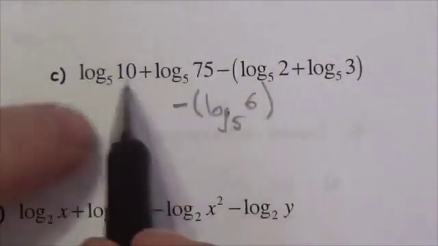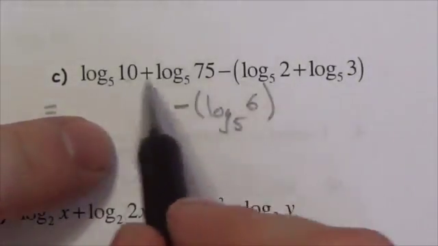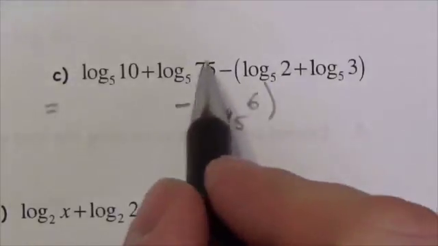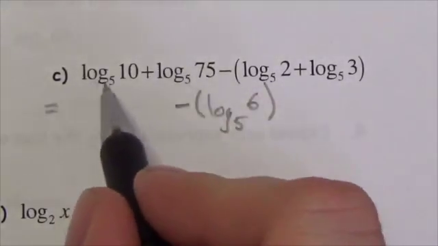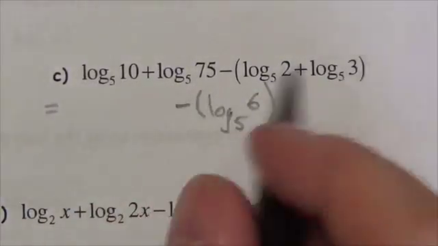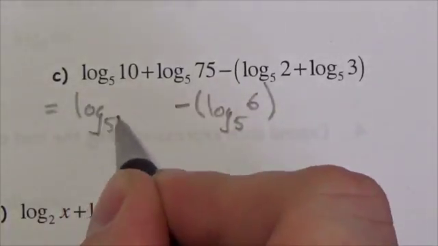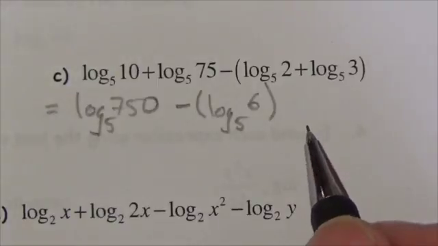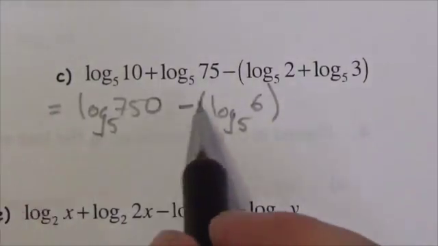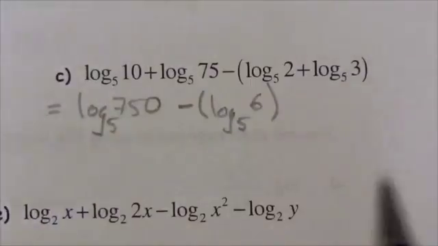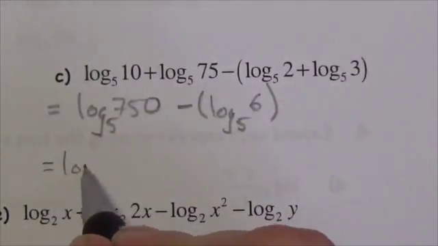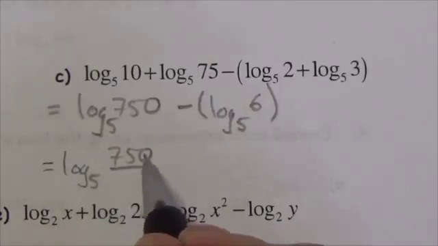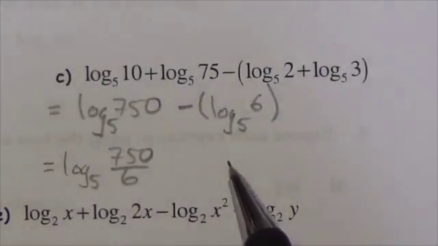We're subtracting that. Now out here though, granted, maybe it looks like I'm doing this in order, left to right, first, but I can do this at the same time. Log base 5 of 10 plus the log base 5 of 75 is simply going to be the log base 5 of 750. Okay? Now, at this point, that subtraction right there is going to become division. So it's going to become the log base 5 of 750 divided by 6.